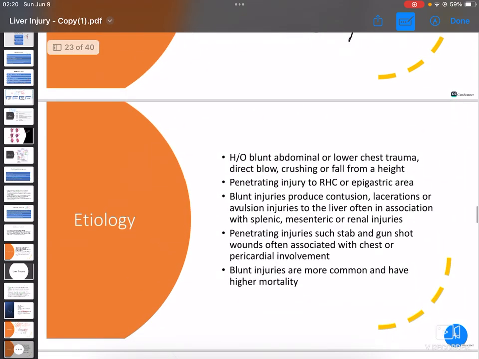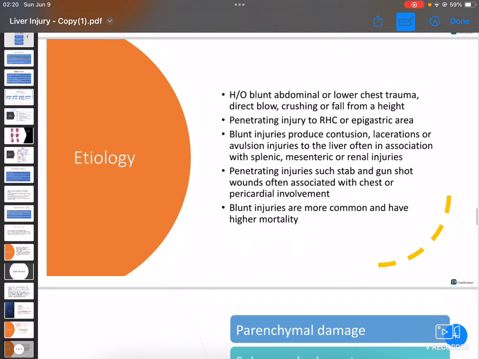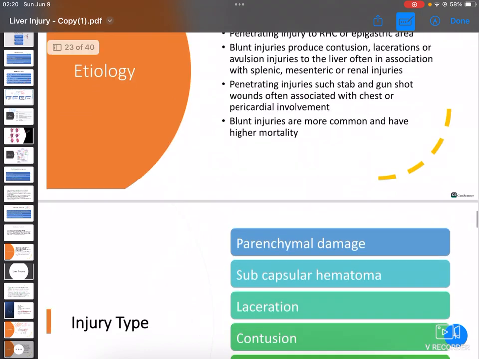History of blunt trauma: abdominal trauma, lower chest trauma, direct blow, crushing or fall from height, or penetrating injury to the right hypochondrium or epigastric area. Blunt injury produces contusion, laceration or avulsion injuries. Penetrating injuries such as stab and gunshot wounds are often associated with chest and pericardial involvement. Blunt injuries are more common and have higher mortality.